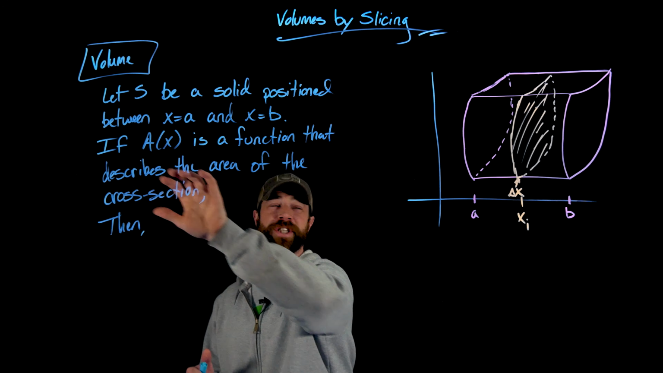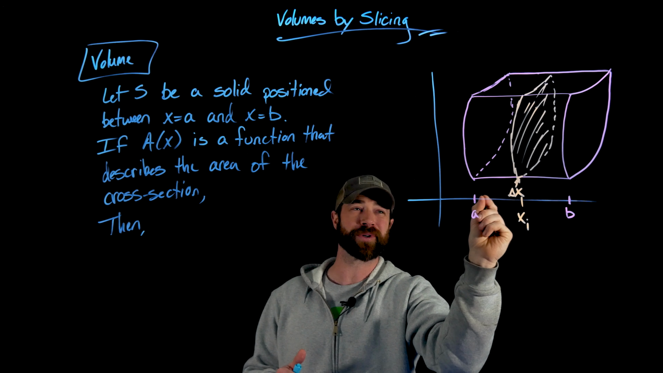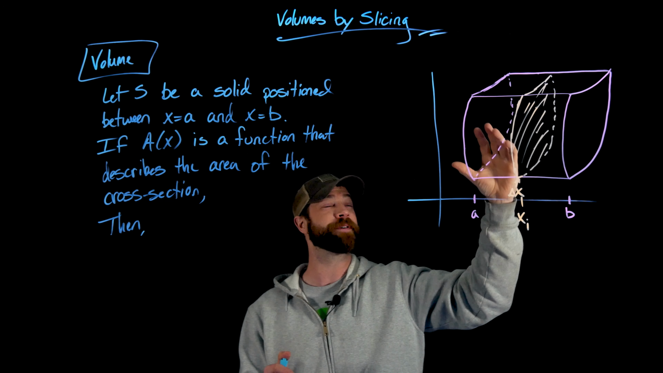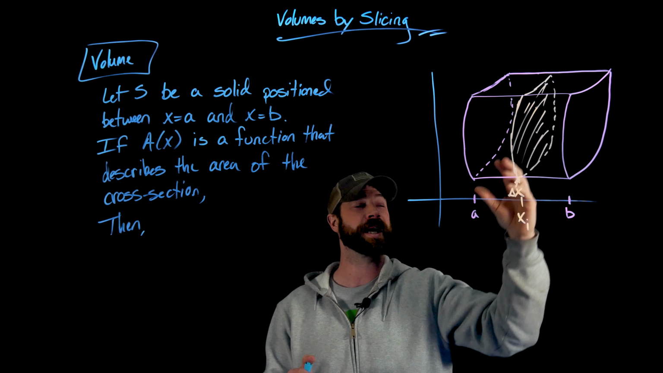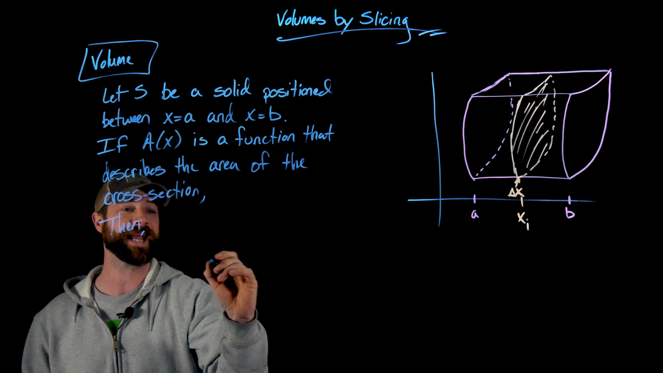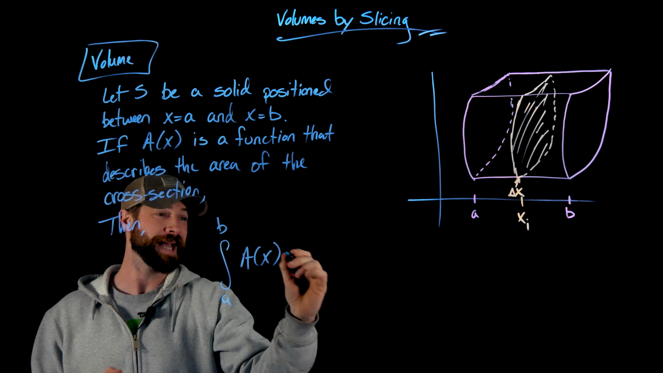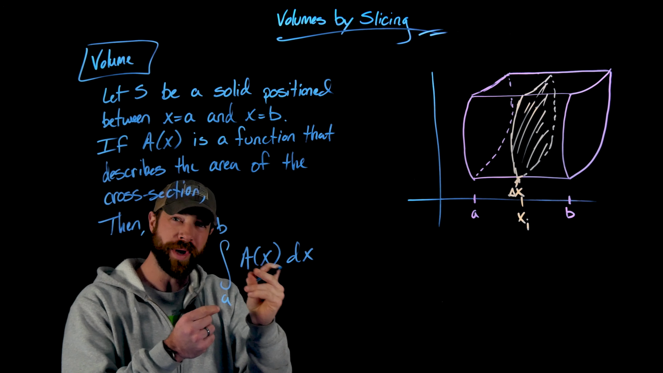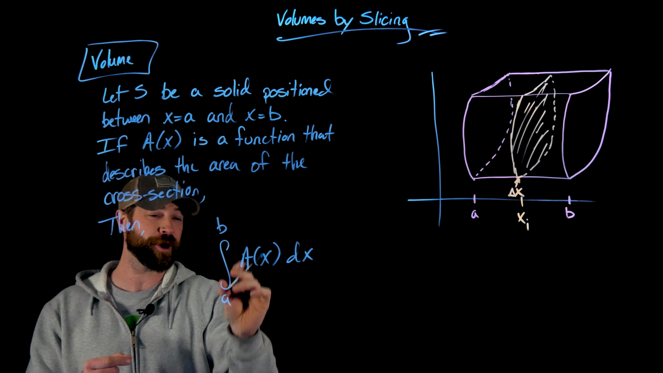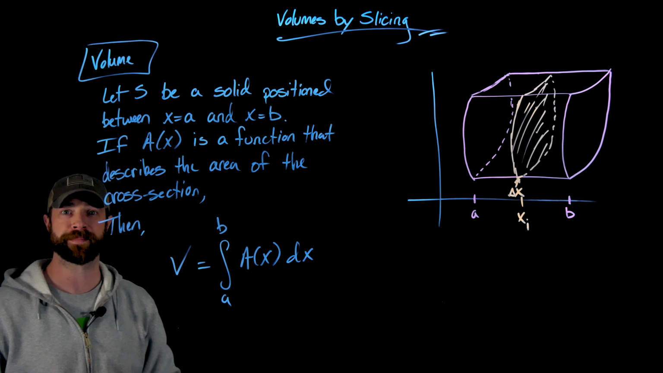But if we have a function that describes the cross-sectional area, knowing that we have this infinitesimal width that gives us actual volume, but that's not consequential at this point, then what we can do is integrate that cross-sectional area from a to b. This dx gives us the width of that cross-sectional area. If we integrate that cross-sectional area from a to b, then we do get the volume of that three-dimensional figure.